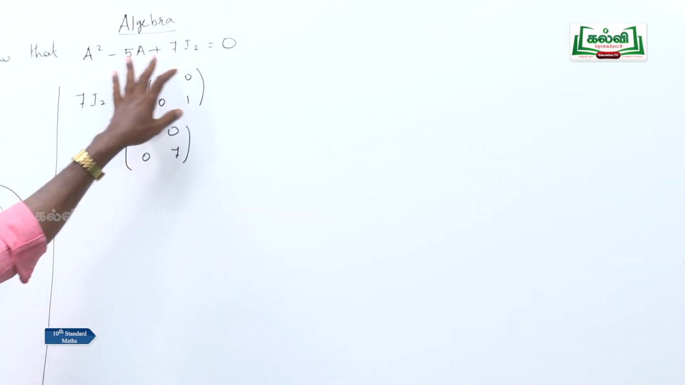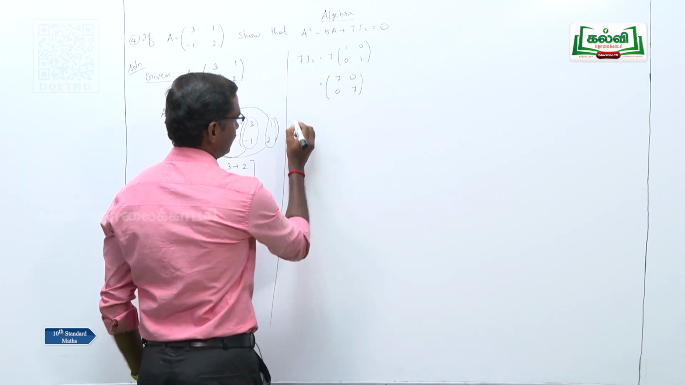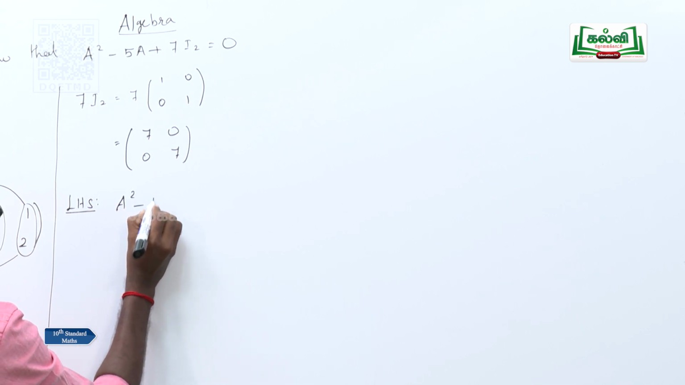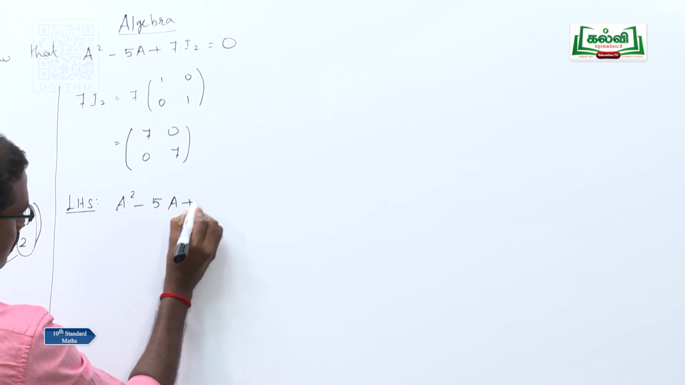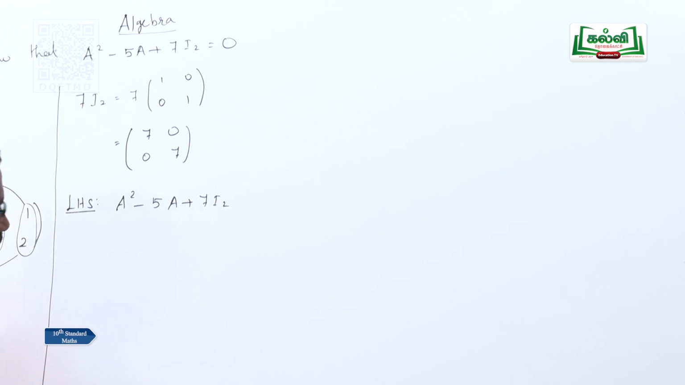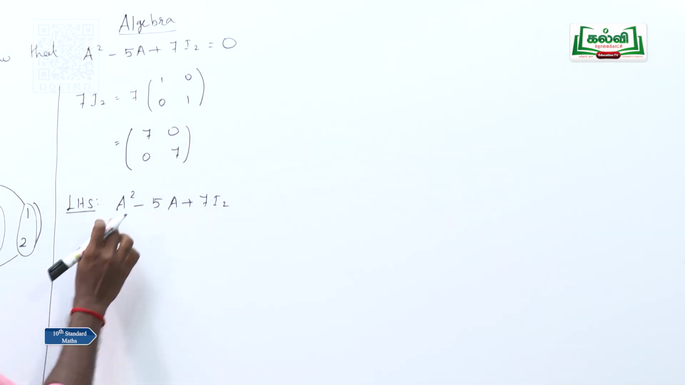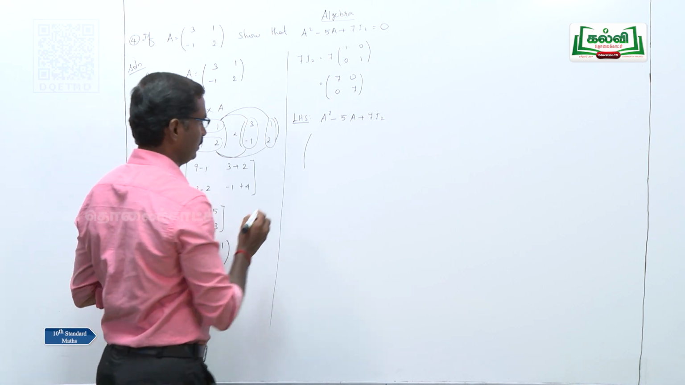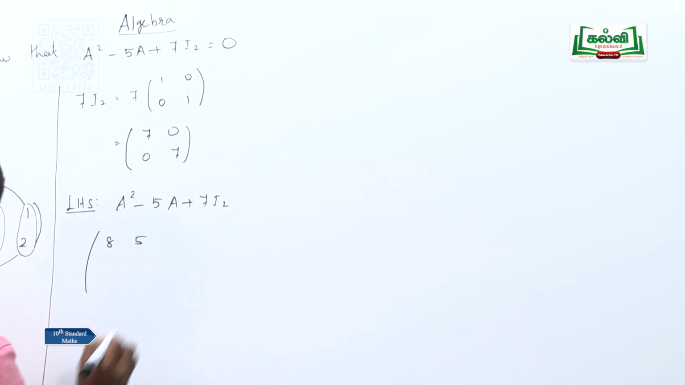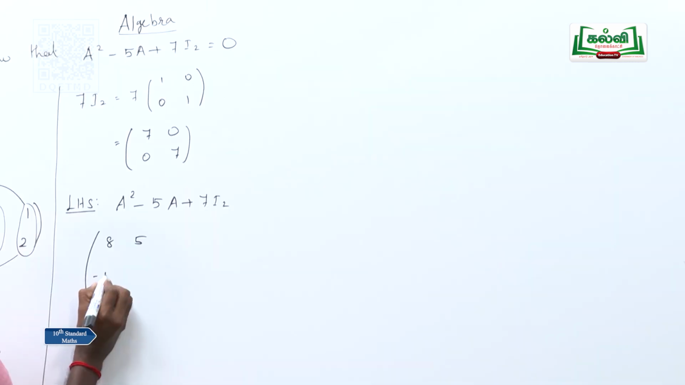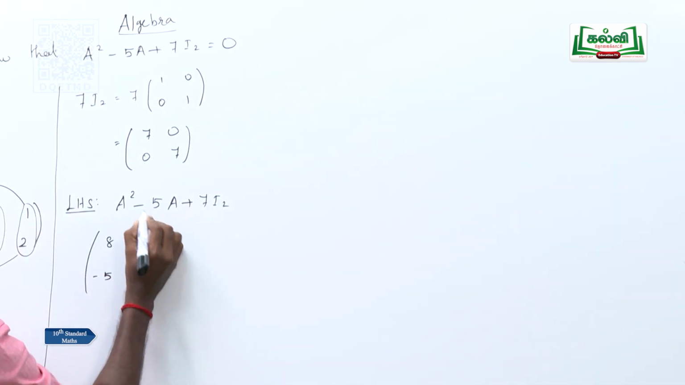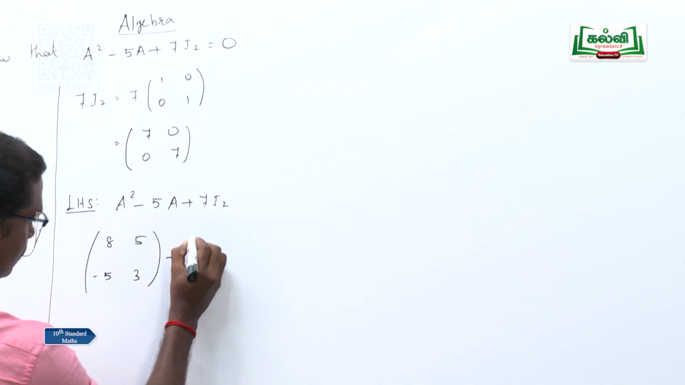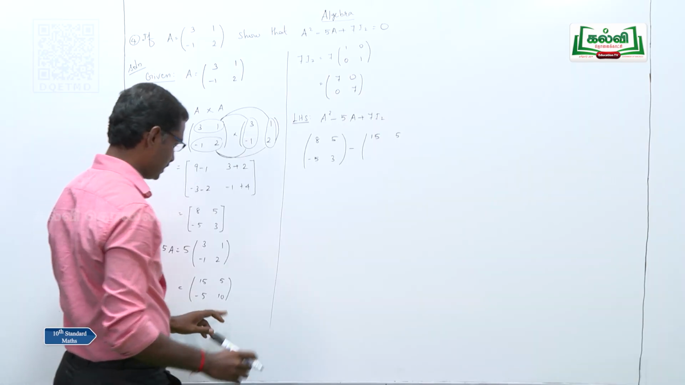Show that: take the left-hand side and prove the right-hand side. Left-hand side: A square minus 5A plus 7I2. Now substitute all the values. What is the value of A square? Value of A square: 8 5 minus 5 3. Next minus. What is the value of 5A? 15 5 minus 5 10.